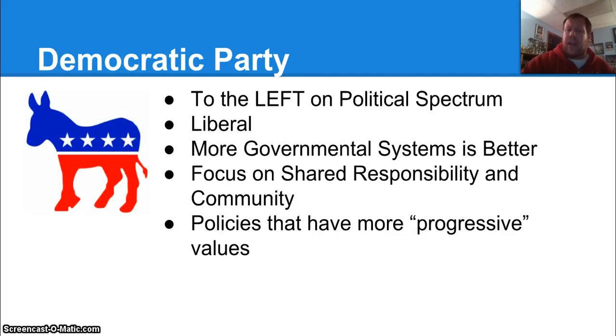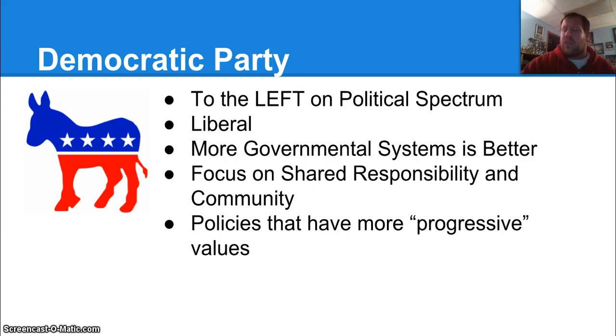On the other side, the Democrats will be more on the left of the spectrum. They'll be more liberal. So instead of being a smaller government, they're okay with expanding government to help people out. Okay, they feel that we kind of have this shared responsibility, right, to help people out, and they're okay with expanding government and adding more government parts to make things more equal for people.